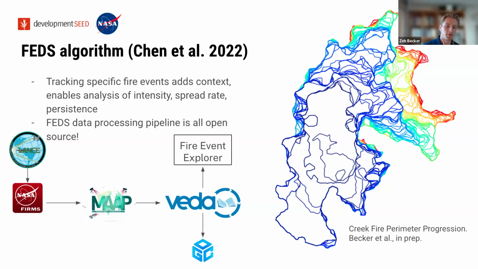So on the right here, you can see the perimeter progression of that same Creek Fire. So we're going from those individual pixels, and then what you're seeing here is the inferred perimeter at every 12-hour interval over the course of the entire fire. Next slide, please.